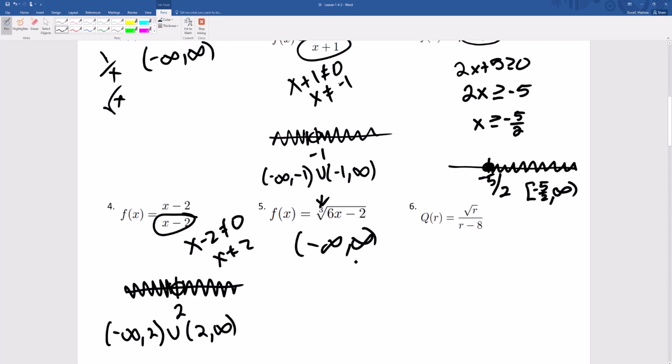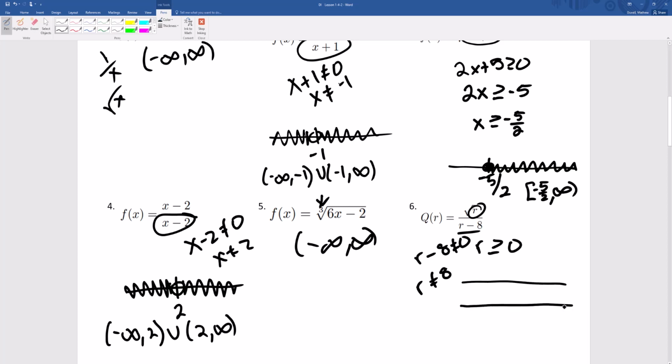And then for this next one, square root of r over r minus 8. So my two domain restrictions: first is r being inside of a square root, so r is greater than or equal to 0. My second one is r minus 8 can't equal 0. So there's two domain restrictions. So r cannot equal 8. So now I have to do the intersection of these separate domain issues.